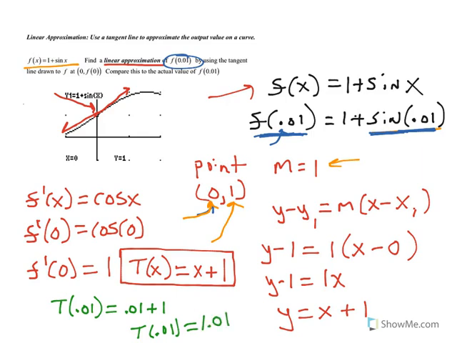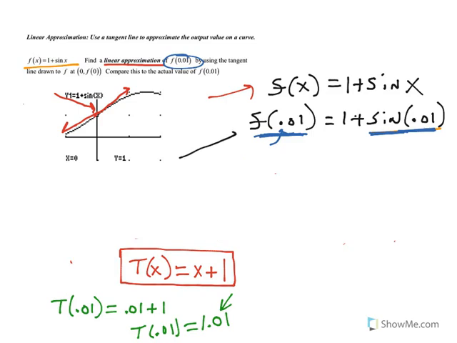So that's going to be our estimate for the output on the curve. So that is the output on the tangent line. That's going to be very close to the output on the curve. And just to see how we did, let's go ahead and actually do the actual output on the curve using a calculator.